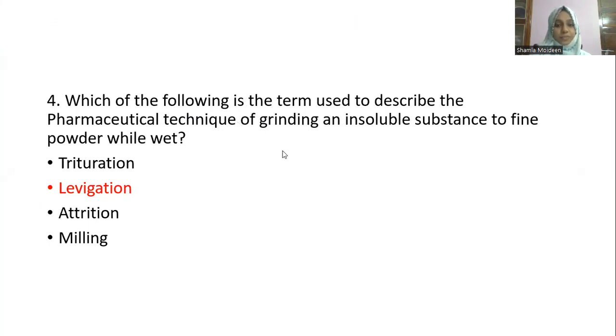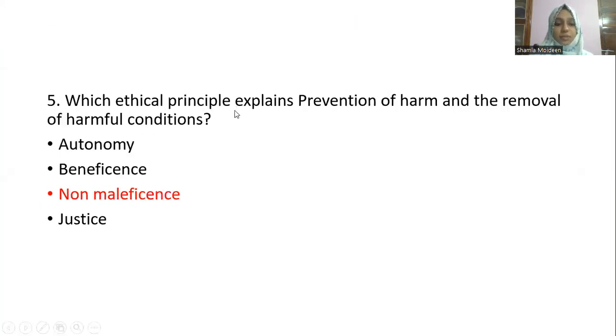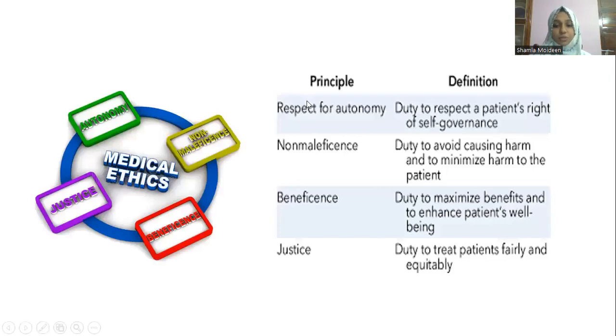Okay. Next question. Which ethical principle explains prevention of harm and removal of harmful conditions? The options are autonomy, beneficence, non-maleficence, justice. The answer is non-maleficence. Non-maleficence is the ethical principle which explains prevention of harm and removal of harmful conditions. There are four ethical principles: autonomy, non-maleficence, beneficence, and justice.